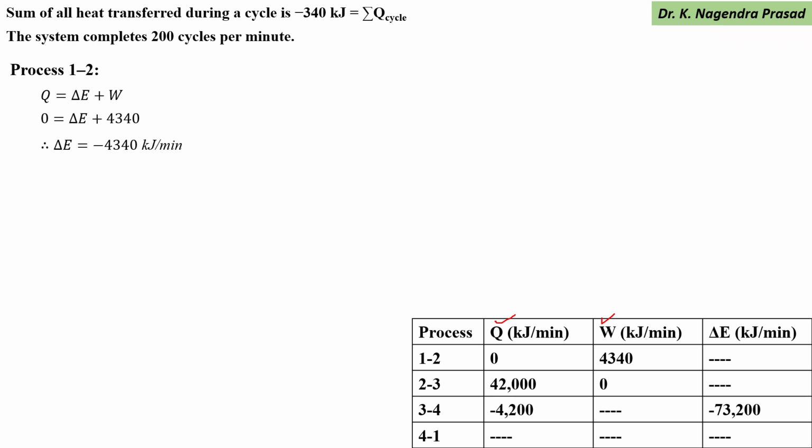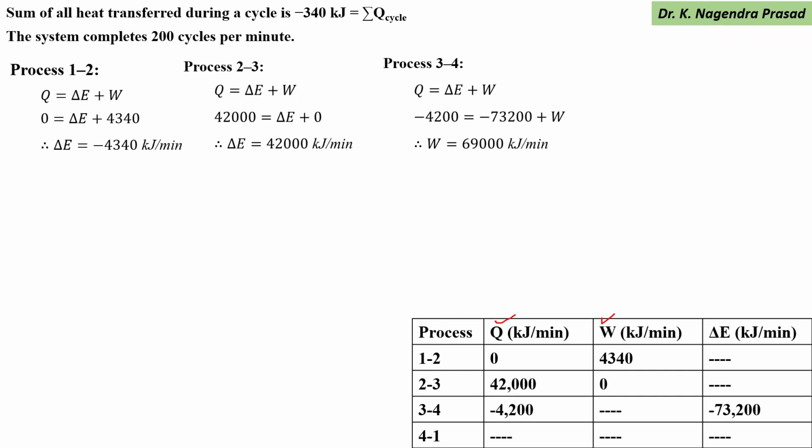Next we have to look for the process 2 to 3. In the process 2 to 3, Q2 to 3 is given as 42,000 and W2 to 3 is 0. Then del E equal to 42,000 kilojoule per minute. Similarly, for the process 3 to 4, Q3 to 4 is given as minus 4200 and W is not given, and del E equal to minus 73,200. Then W equal to 73,200 minus 4,200. So W3 to 4 equal to 69,000 kilojoule per minute.